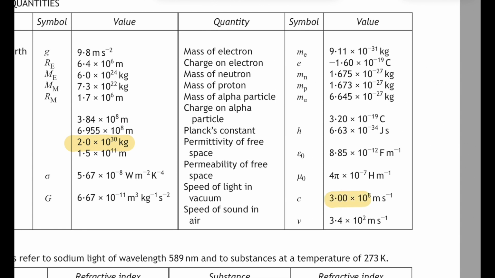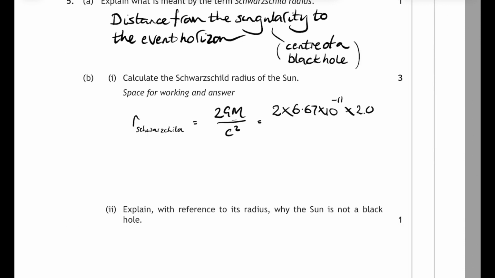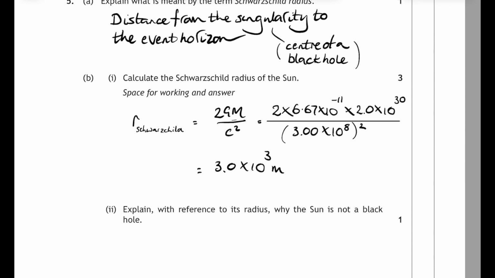And we'll also need the speed of light, and notice the speed of light on the datasheet is given to 3 significant figures. So let's put both of them into that relationship. So mass of the Sun and the speed of light to 3 significant figures. And then if you do that in your calculator, you'll get an answer to 2 significant figures of 3.0 times 10 to the 3 meters.